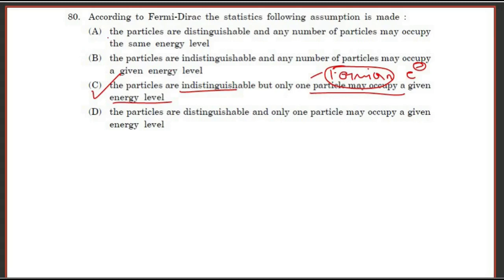In option A, it's distinguishable, which is wrong. Options A and D are ruled out. In option B, indistinguishable is correct, but any number of particles is wrong, because only one particle, which is a fermion, reaches the given energy level. Option B is wrong. Option C is the correct answer.